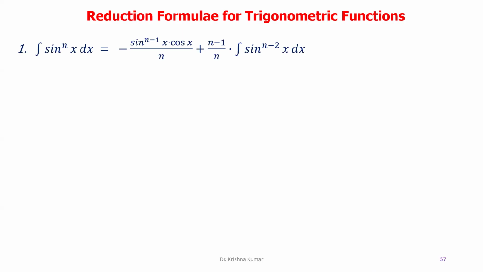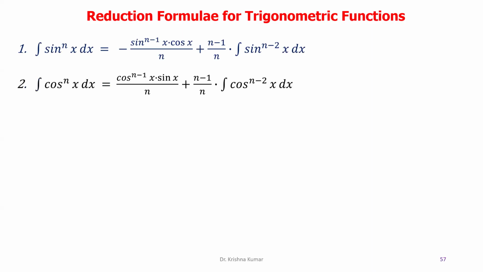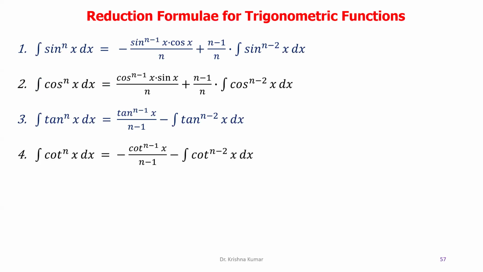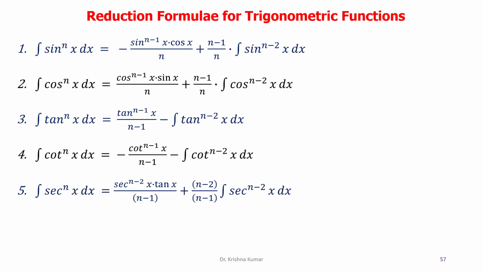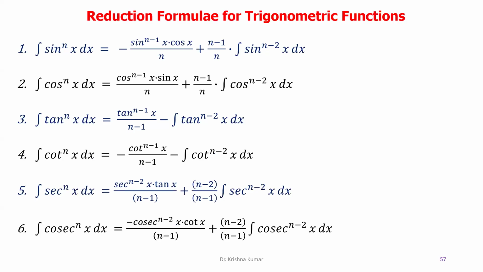So we have obtained the six reduction formulas for integration of sin to the power n x dx, cos to the power n x dx, tan to the power n x dx, cot to the power n x dx, sec to the power n x dx, and cosec to the power n x dx. So we have already obtained these six reduction formulas. Now these are the individual trigonometric reduction formulas. Let us find the reduction formula for multiplication of two trigonometric functions.